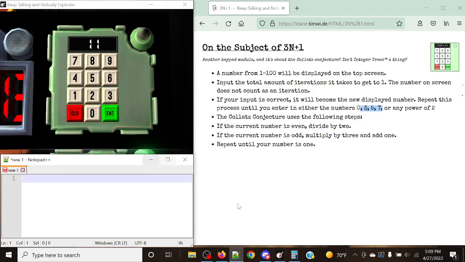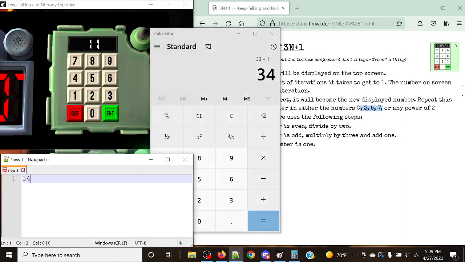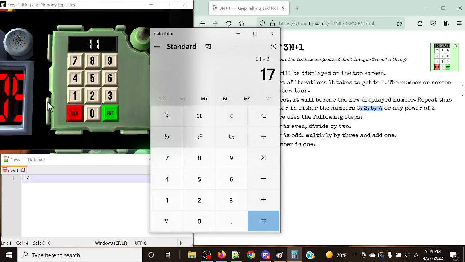That's perfect. So now this is an odd number, so it's going to be 11 times 3 plus 1, which is 34. Okay. Then we're going to divide by 2. It's going to be 17.